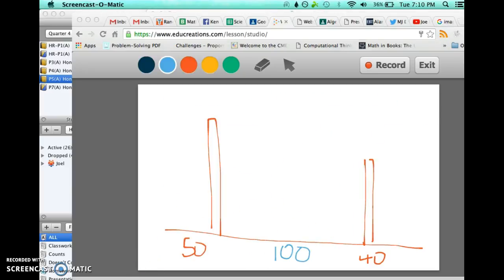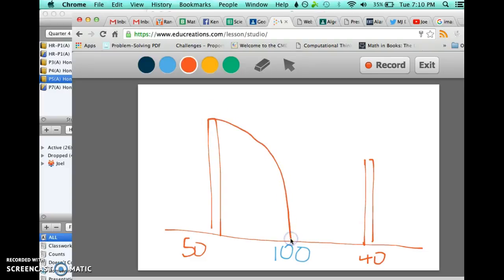Now, this time, imagine two different buildings. One's 50 feet tall, and one's 40 feet tall. Well, as they fell towards each other, I should use the same color. As they fell towards each other, what would happen? Well, the 50-foot one would make it 50 yards across, and the 40-foot one would fall 40 yards across, but they wouldn't hit each other, right? Why not? Because 50 plus 40 is less than 100.